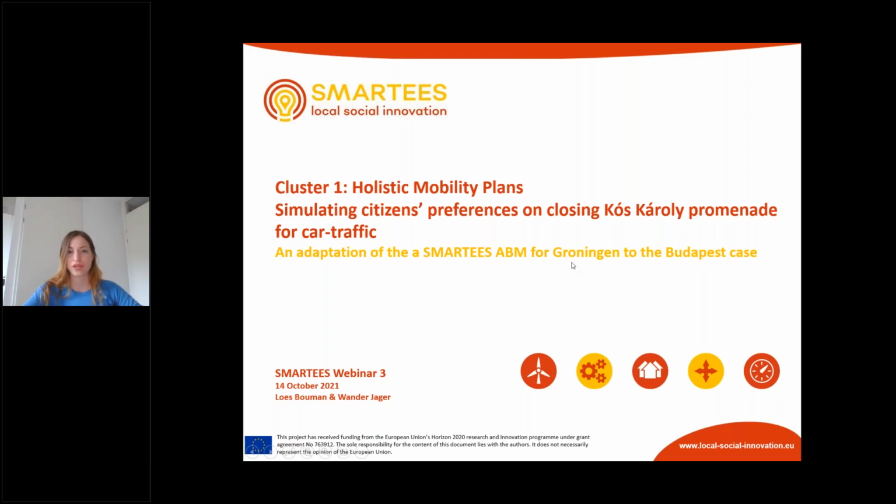Now, in the SMARTEES project, we've developed a very extensive model for Groningen, in which we implemented many scenarios. And one of the interesting next steps that we are taking is trying to see how versatile this model is. One of our following cases that we recently started to cooperate on is Budapest, and 3 weeks ago we were challenged with the task to see, can we adapt our model to the case of Budapest to see how the citizens there express their preferences on closing also a prominent street in the main park in Budapest for car traffic.